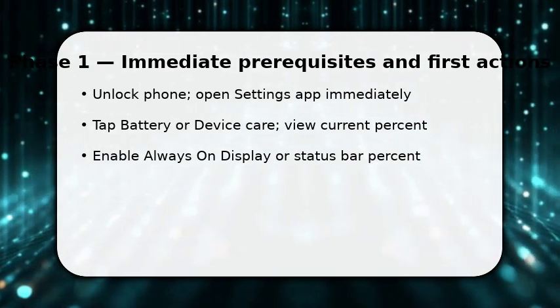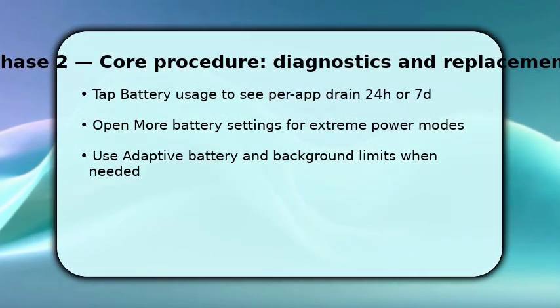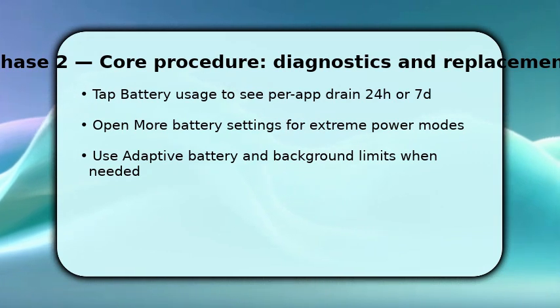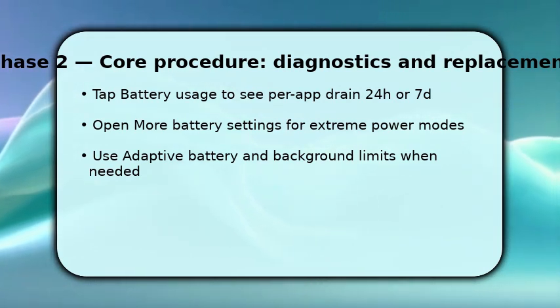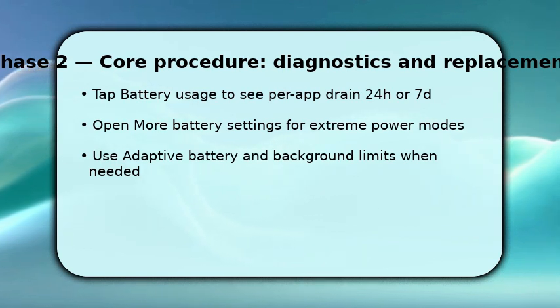Now you dive into details. Tap battery usage to see per app drain over 24 hours or 7 days. This explains why percentage drops. Once there, check screen on time, awake time, and individual app consumption so you know the how and why.